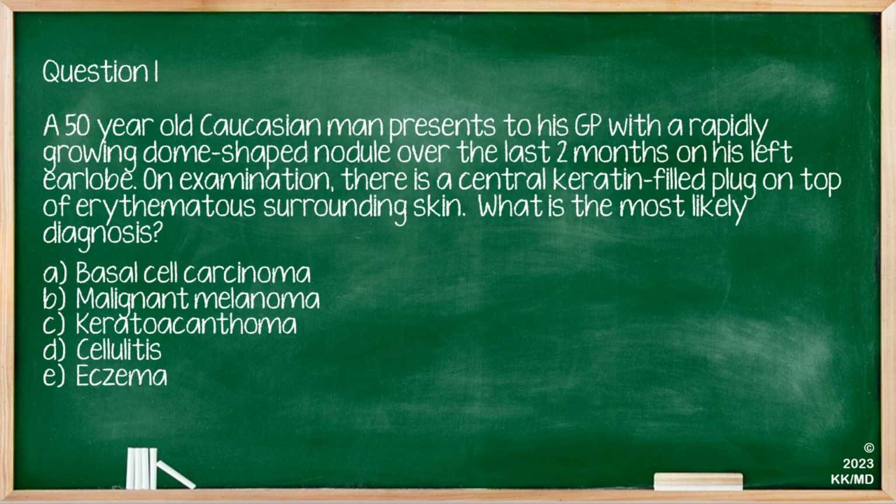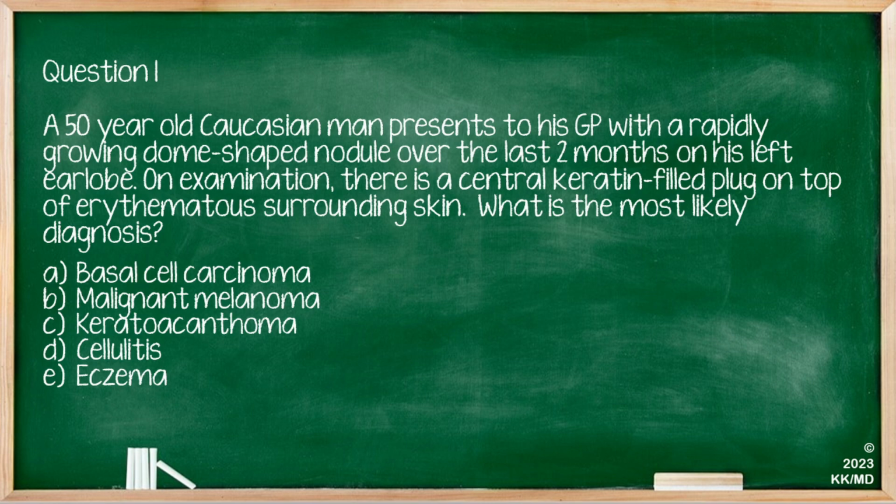A 50-year-old Caucasian man presents to his GP with a rapidly growing dome-shaped nodule over the last 2 months on his left earlobe. On examination, there is a central keratin-filled plug on top of the erythematous surrounding skin. What is the most likely diagnosis? A, BCC, or basal cell carcinoma, B, malignant melanoma, C, keratoacanthoma, D, cellulitis, E, eczema.